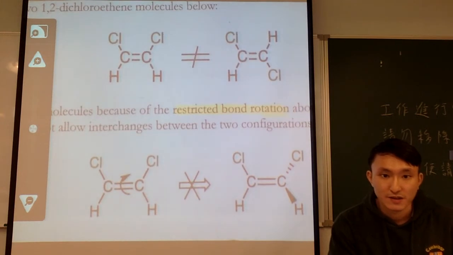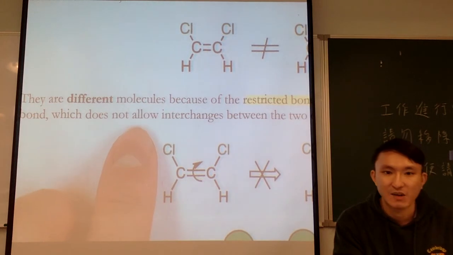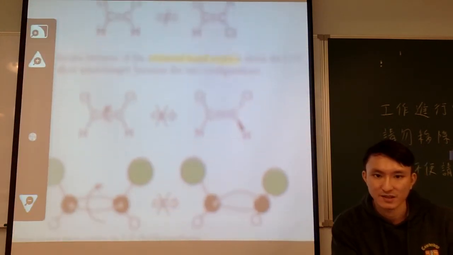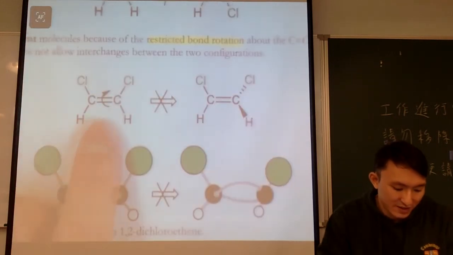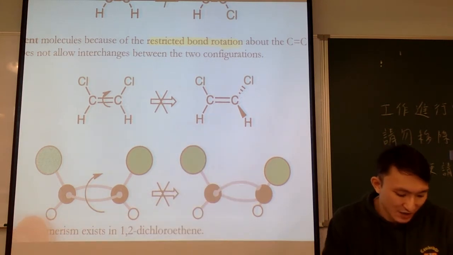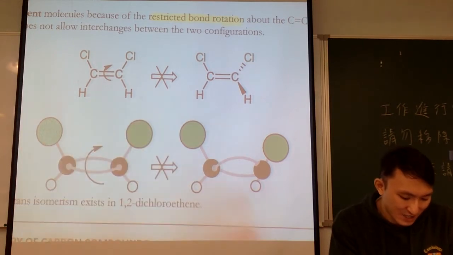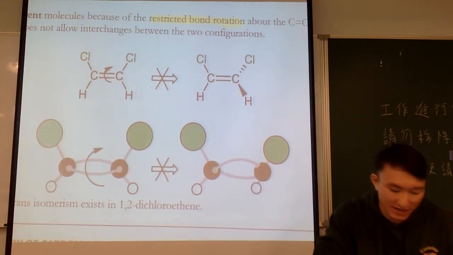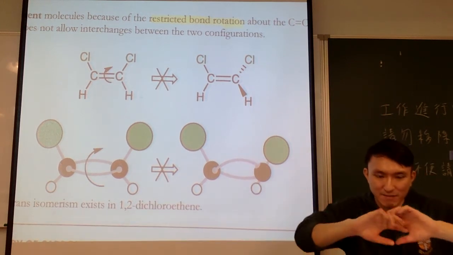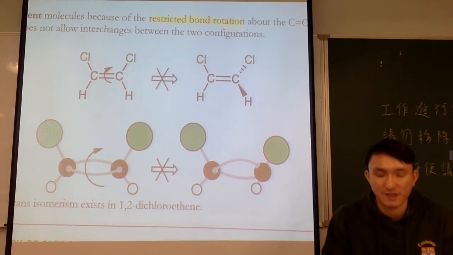So over here, the restricted bond rotation about the C=C double bond does not allow interchange between the two configurations. So here, it cannot rotate into this one. It can't rotate into this one. If you look at this three-dimensional diagram, when you rotate it, you see the bond kind of twisted. You can expect that if it turns even more, the bond will be twisted and then broken. So this one is not possible.